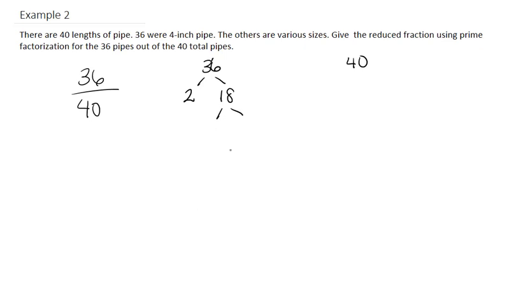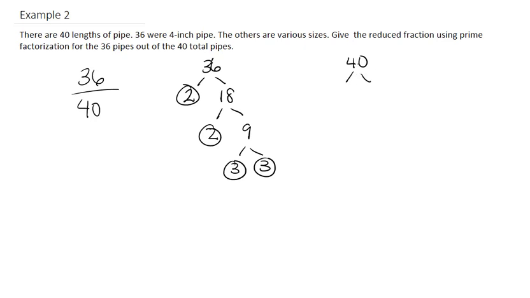Then we get 18. Well, that's even, so let's go ahead and divide it by 2. So 2 and 9, because 2 times 9 is equal to 18. Then 9 can be broken down into 3 and 3. So these are the prime numbers of 36, right? So this is the prime factorization.